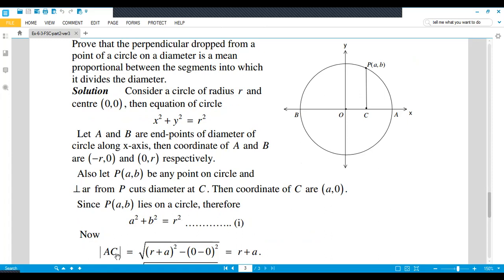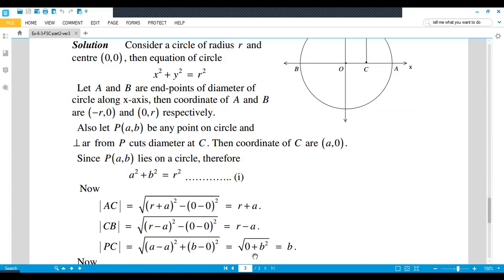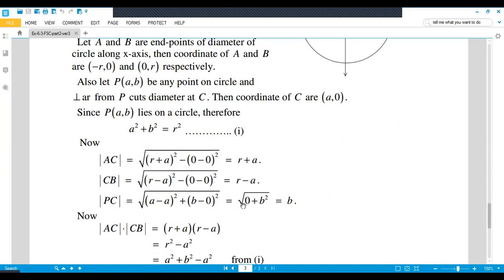So AC, the distance between A and C, we find using the formula √((x2 − x1)² + (y2 − y1)²). The ordered pair of A is (−r, 0). So √((r + a)² + (0 − 0)²), that is r + a. Then CB we find: √((r − a)² + (0 − 0)²), so r − a. And PC, the distance between P and C, is b.